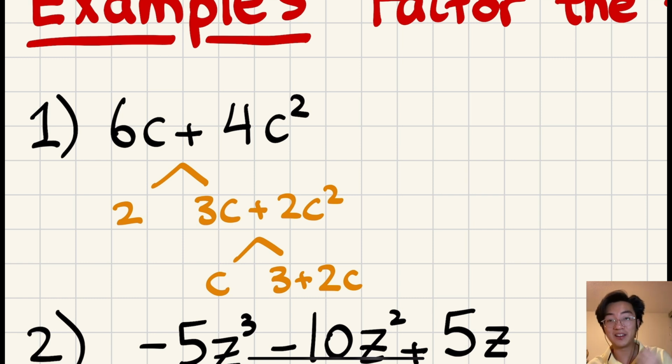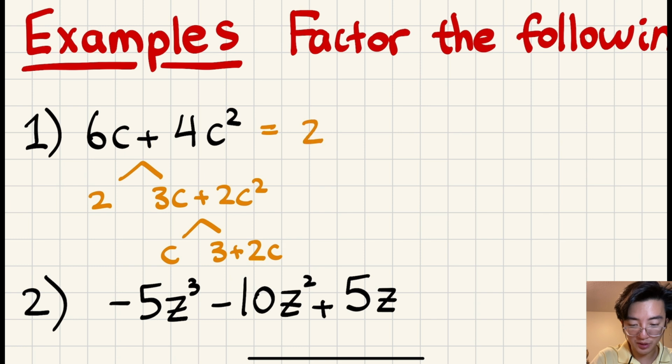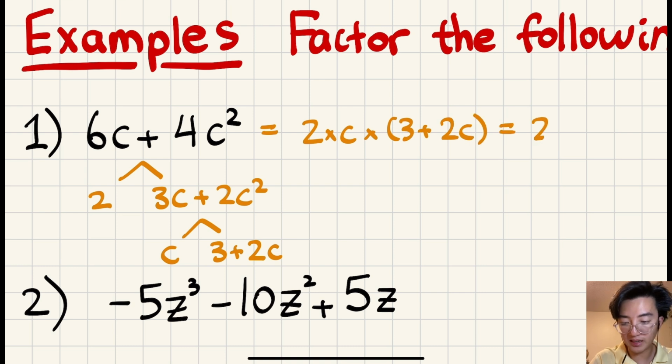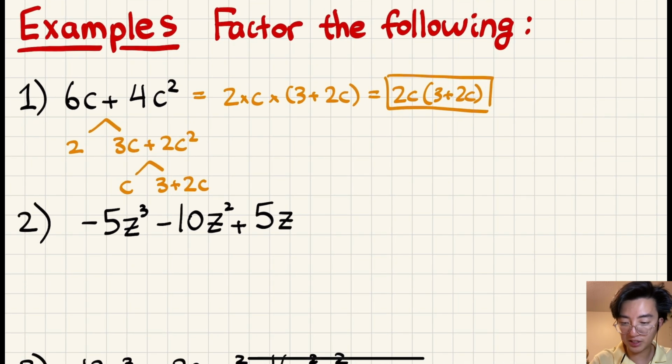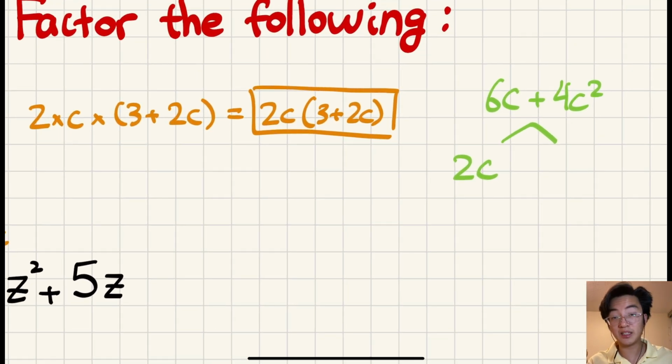Not only can we factor out numbers, we can also factor out the letters or the variables if they have a specific power. We have 2 times c times 3 plus 2c, and we can simplify that to just 2c(3 plus 2c). Once again, just a quick check here: 6c plus 4c squared. If we just take out the 2c, or divide everything by 2c, we get 6c divided by 2c is 3, and 4c squared divided by 2c is 2c.